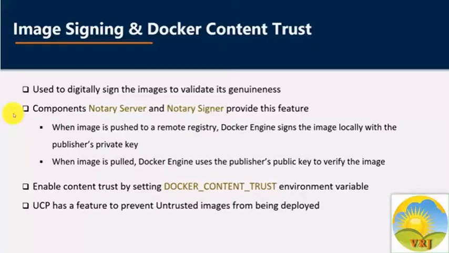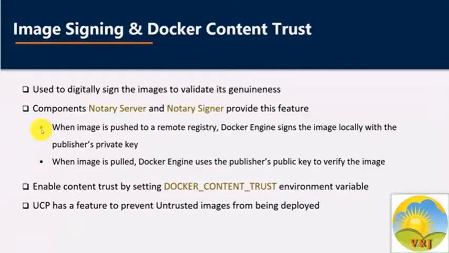Now, Docker Trusted Registry has 2 components. One is Notary Server and Notary Signer, which run as a container. It uses the Universal Control Plane's RBAC engine, therefore no additional configuration is required.